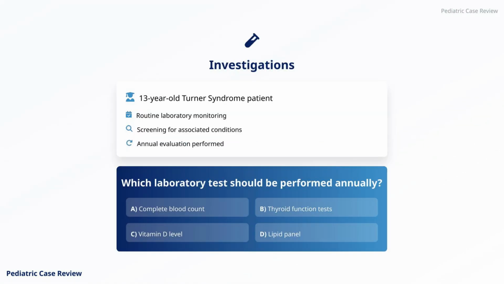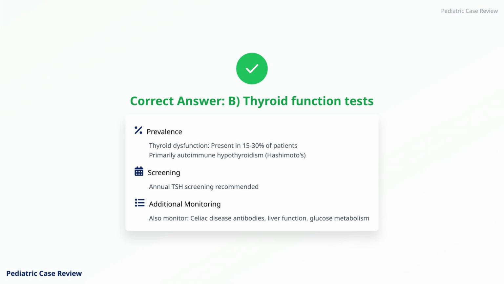A 13-year-old Turner syndrome patient undergoes routine laboratory monitoring and screening for associated conditions during annual evaluation. Which laboratory test should be performed annually? Option A, complete blood count. Option B, thyroid function tests. Option C, vitamin D level. Option D, lipid panel. The correct answer is B, thyroid function tests should be performed annually.